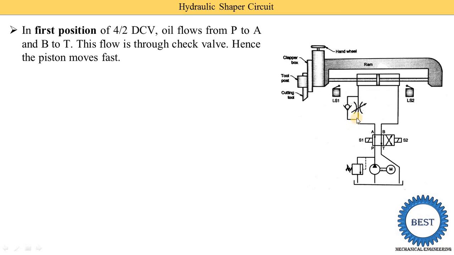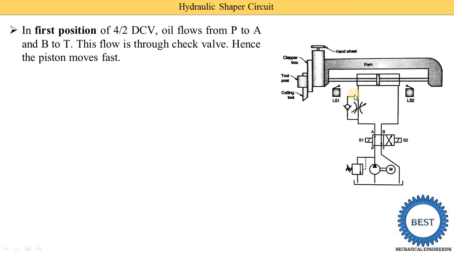Now the oil has two options: either pass through the flow control valve or through the check valve. But we know that it is a meter-out circuit. Meter out means oil is flowing in the downward direction from the flow control valve. That's why it is called meter out. But here the oil is supplied to the actuator, meaning the input is going on. So when the input is going on, the input is supplied through the check valve.